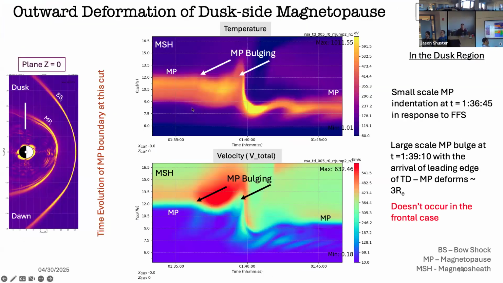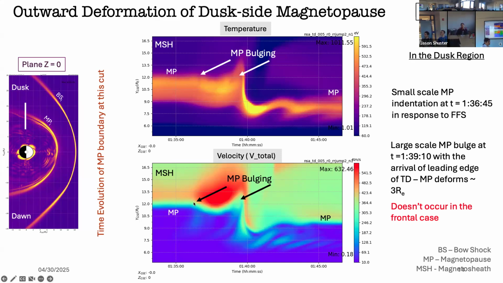Then if we take a vertical line cut in the dusk region and see how the magnetopause boundary changes, this is what we get. If this is the initial magnetopause boundary, there's an increase in the velocity profile. Because of that, there's a small bulge in the magnetopause, but the second bulge occurs just before the arrival of the discontinuity, and then eventually the magnetopause attains its original shape.